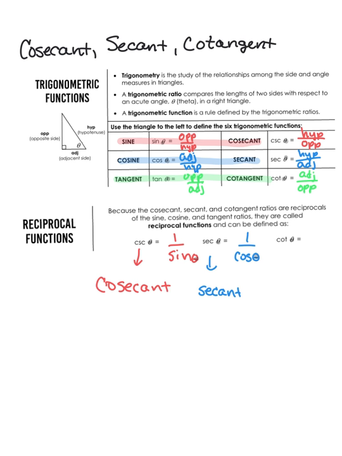The COT is the abbreviation for cotangent. So the cotangent is equal to 1 over the tangent. And again, I have to have the theta there. Okay? And again, the theta just represents whatever angle that I'm using at that time. So it's just a placeholder is all it is.